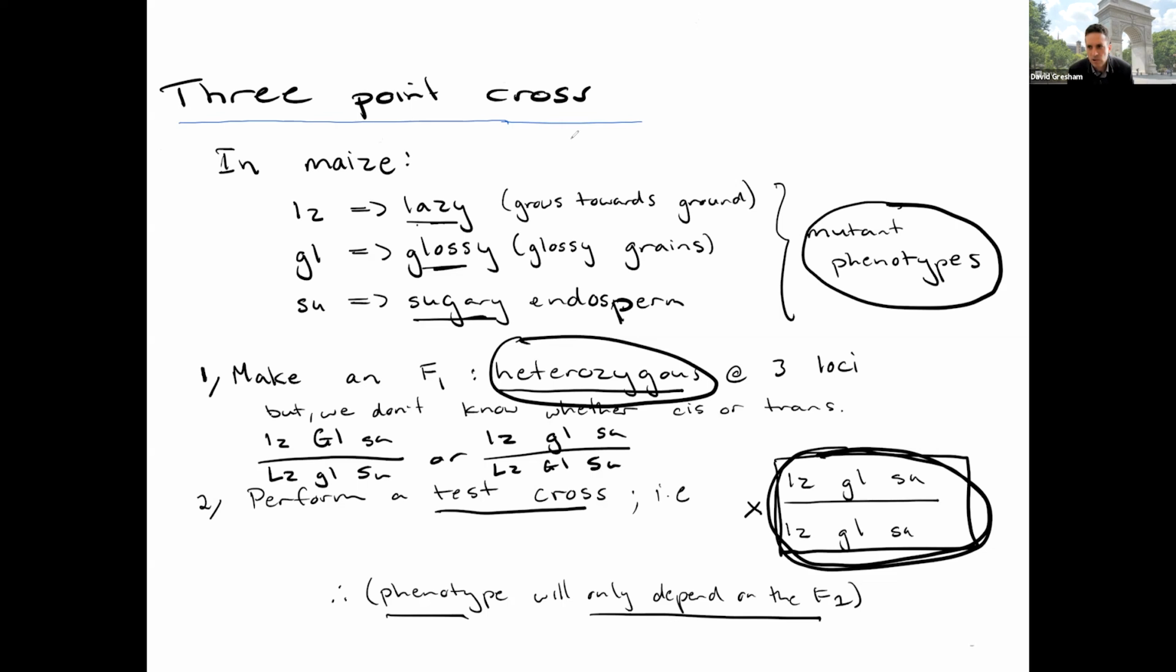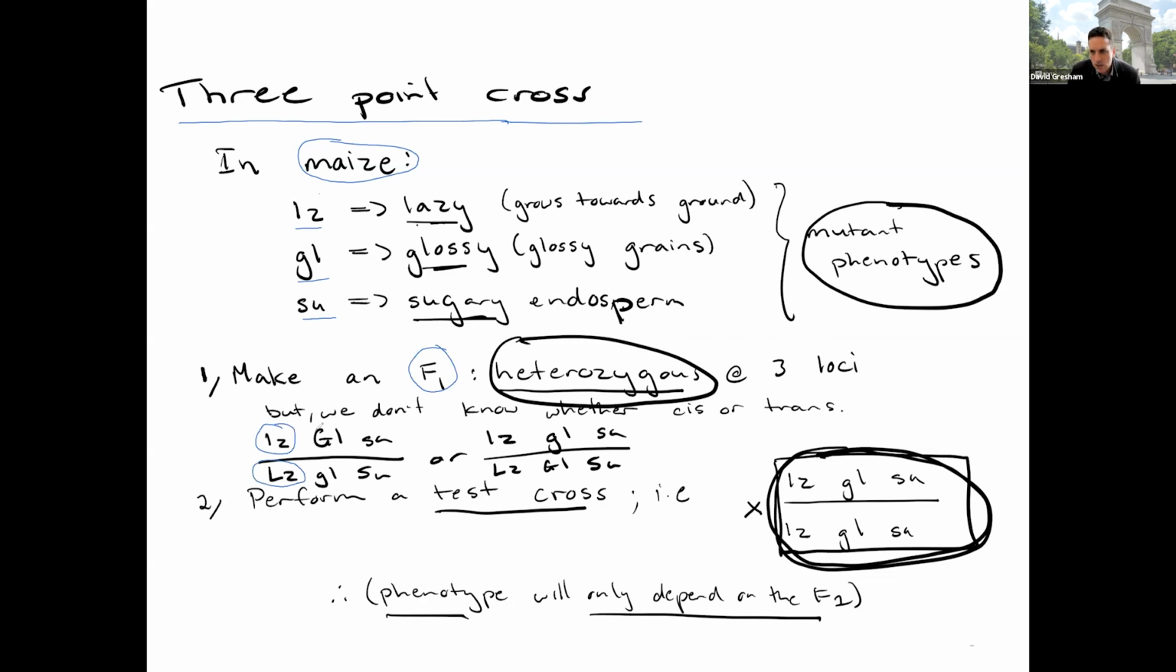now we are talking about 3 factors and doing 3-factor crosses. And I used the example in maize of having 3 different mutant phenotypes, the lazy, glossy, and sugary phenotypes. These are the mutant phenotypes. So we use the lowercase lz, gl, and su. And we talked about making an F1 heterozygote, okay? That's heterozygous at all 3 loci. And so we have the following genotype of having one mutant lz allele and one wild type lz allele. So we write it like this.